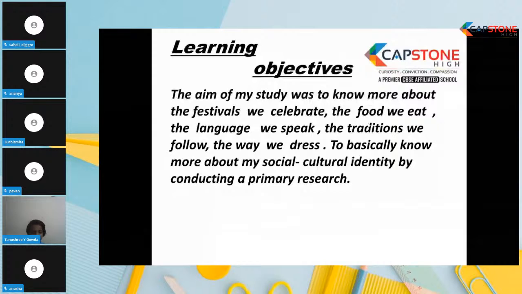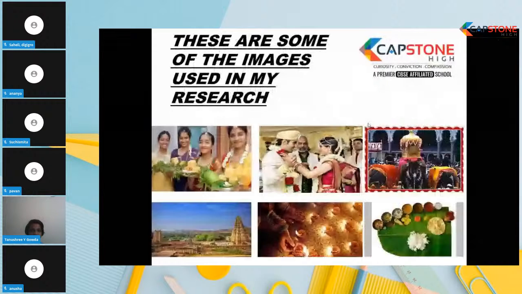What was my learning objective? The aim of my study was to know more about the festivals we celebrate, the food we eat, the language we speak, the traditions we follow, the way we dress. Basically, know more about my cultural identity by conducting a primary research. These are some images that I used in my research.